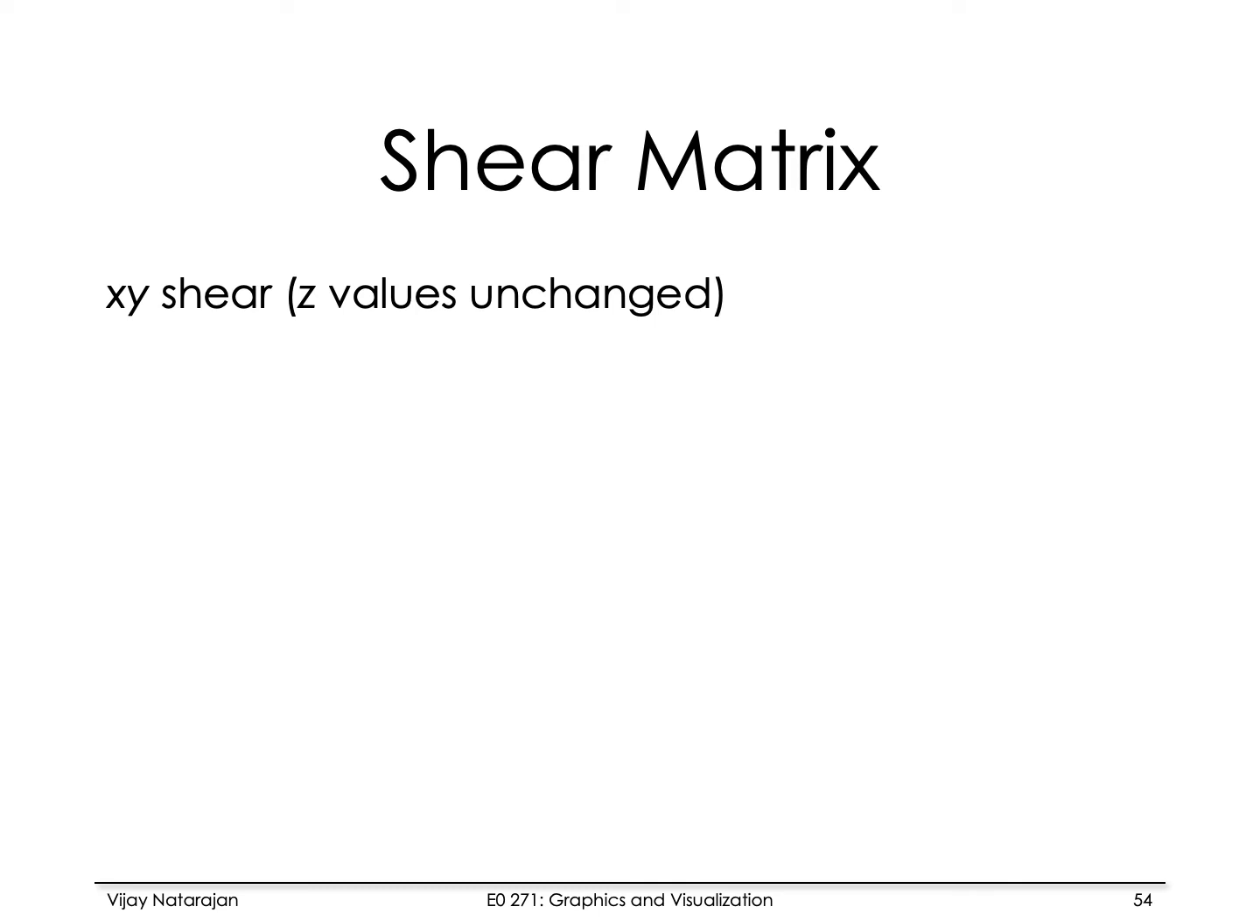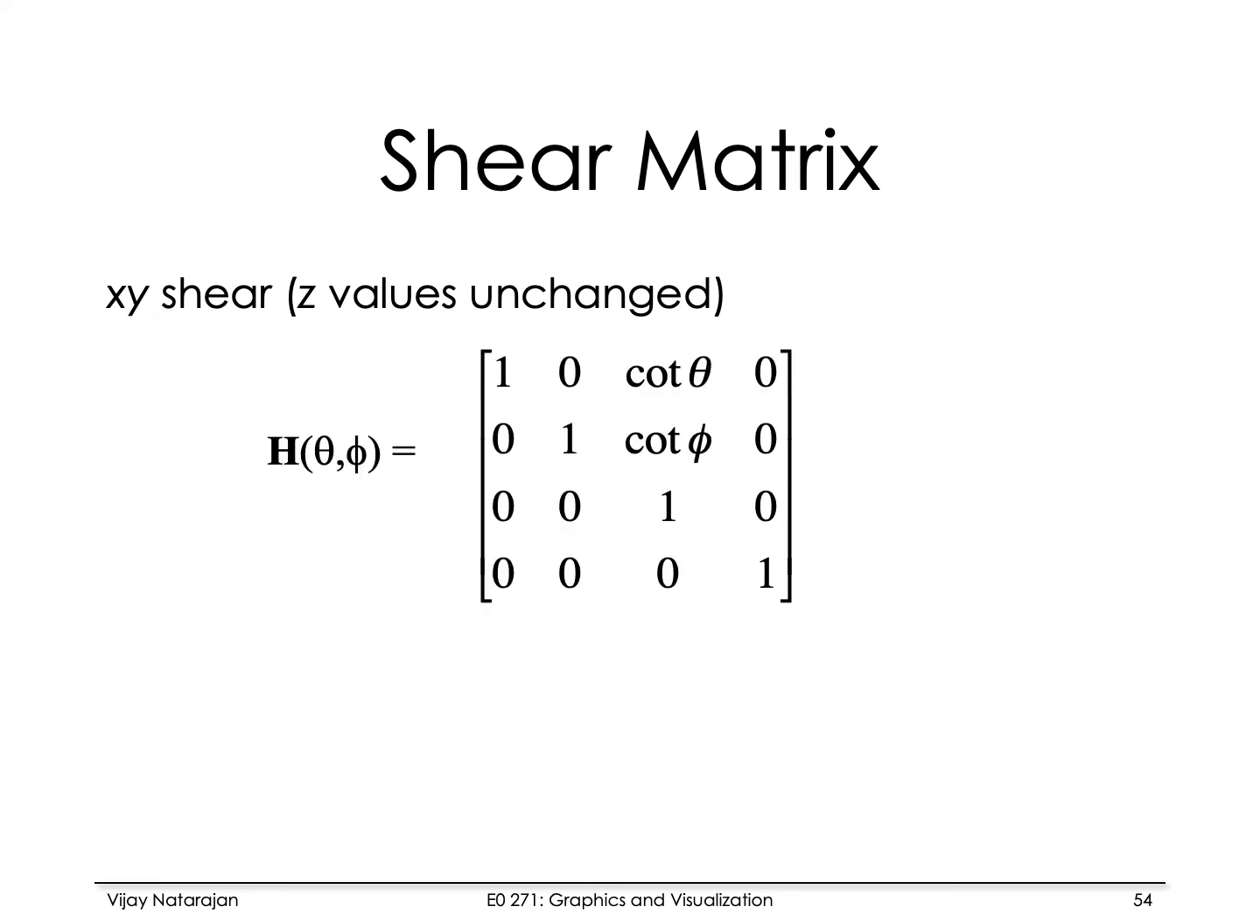So this shear does not change the Z values. And the matrix can be written down in this way. Essentially, in this matrix, all I am doing is writing down the two equations that we saw earlier.